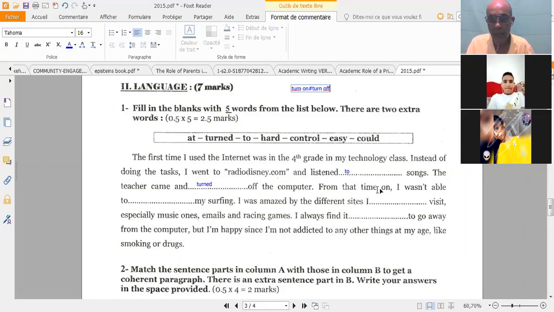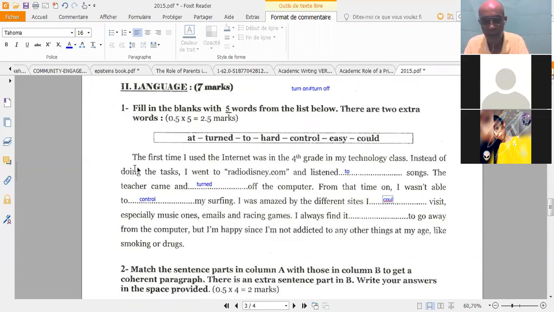From that time on, I wasn't able to control my surfing, okay? I was amazed by the different sites. I could visit, especially music ones, emails, and racing games. Never say it's could, it's not should. It's could, should. I could visit.